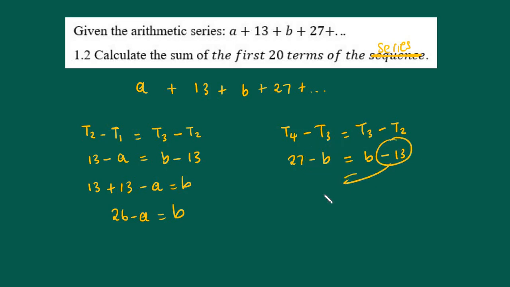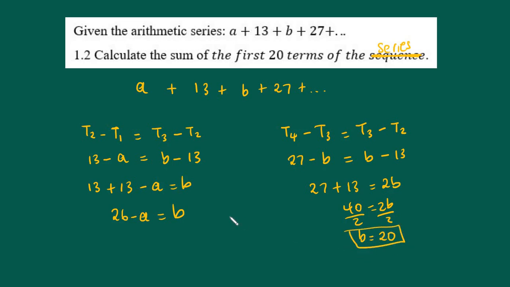Alright, so I will take the negative 13 to this side, so that I have 27 plus 13 being equal to 2b. Now this, if I put it there, I have 40 is equal to 2b. Therefore from there I can get that my b is actually 20. Now that I have b, we can substitute it there, right? Now we can say 26 minus a is equal to 20. So I can take the 20 to this side and then bring the negative a to that side, so that I have 26 minus 20 equals a. So your a is going to be 6.